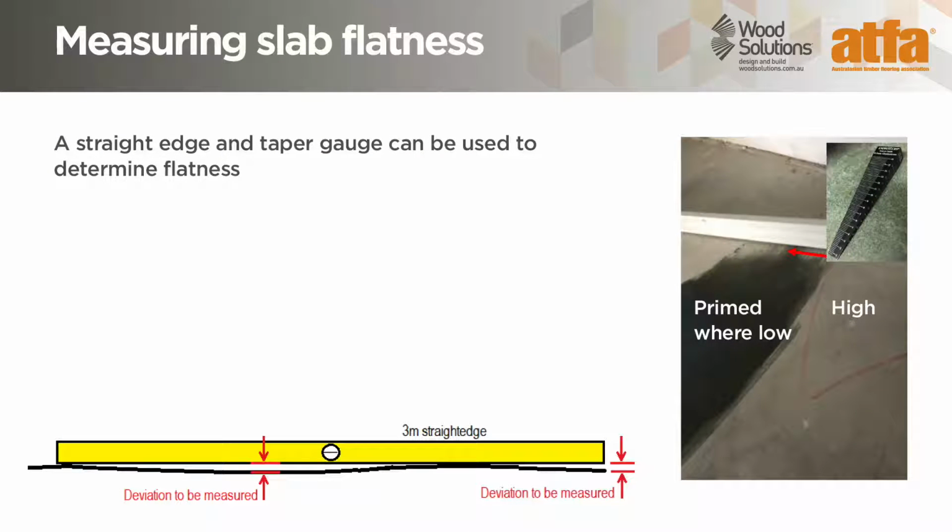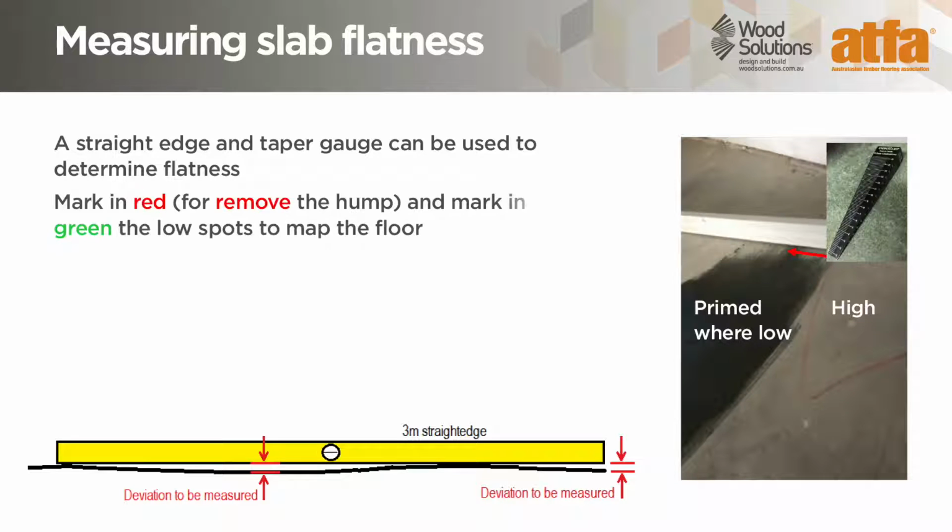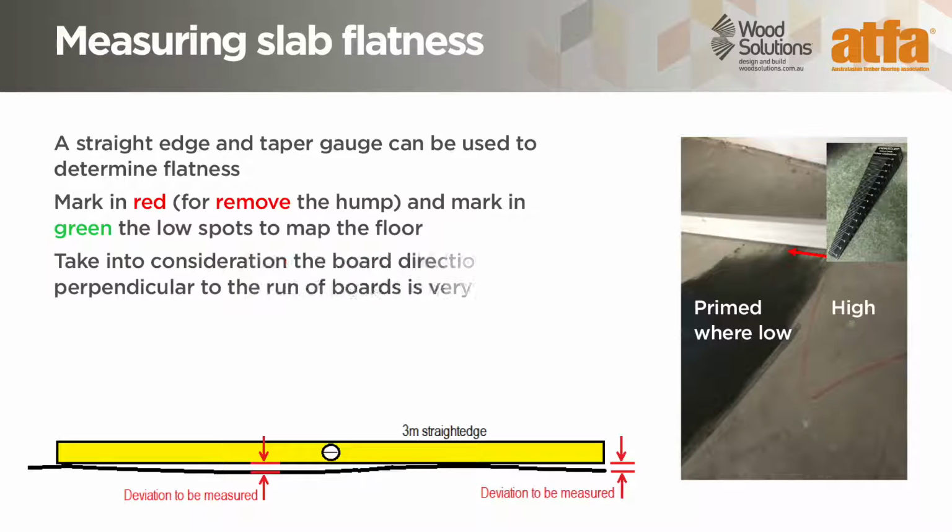To assess slab flatness, a straight edge and perhaps a taper gauge can be used. Some contractors mark in red for remove the hump and mark in green for a low spot to map out the highs and lows in the floor. It is also important to take into consideration the board direction. Checking perpendicular to the run of the boards is very important.